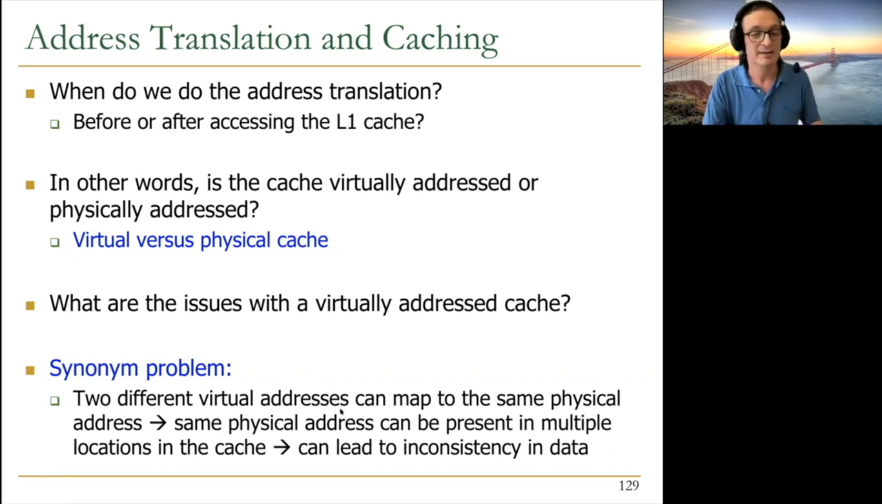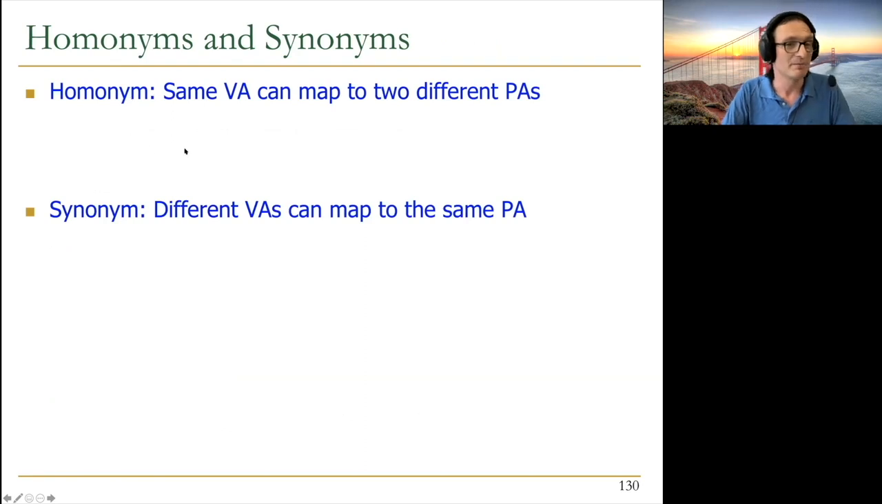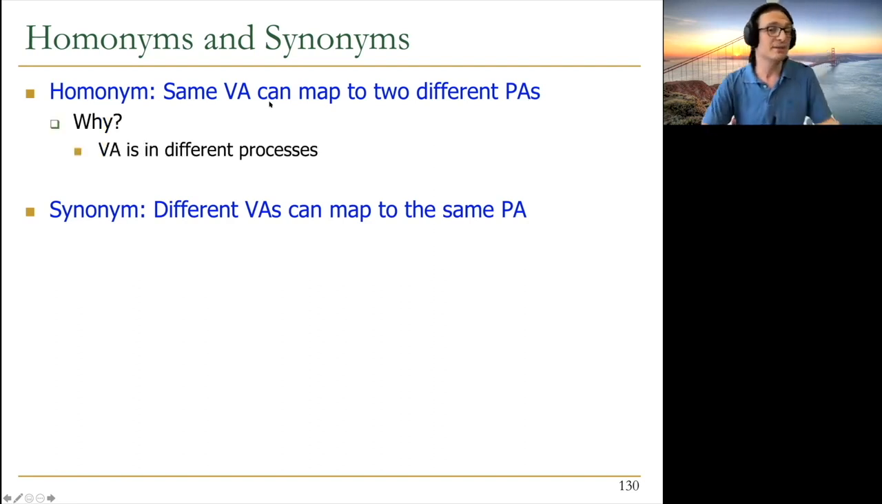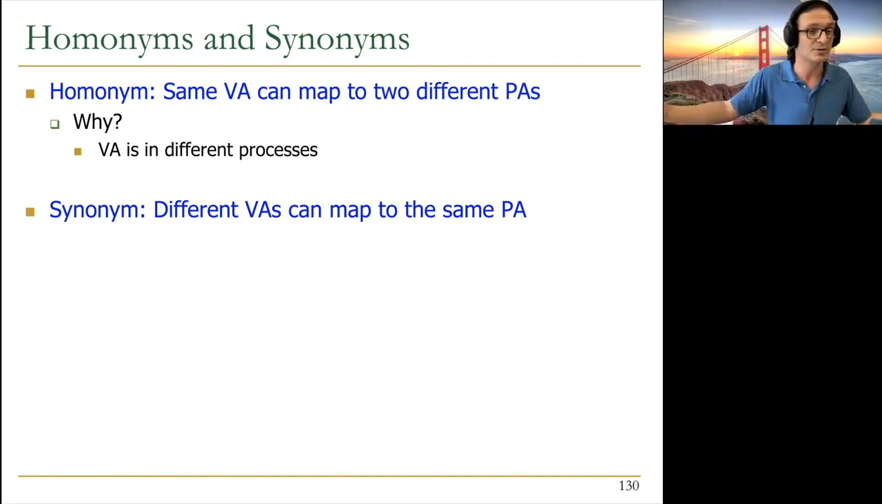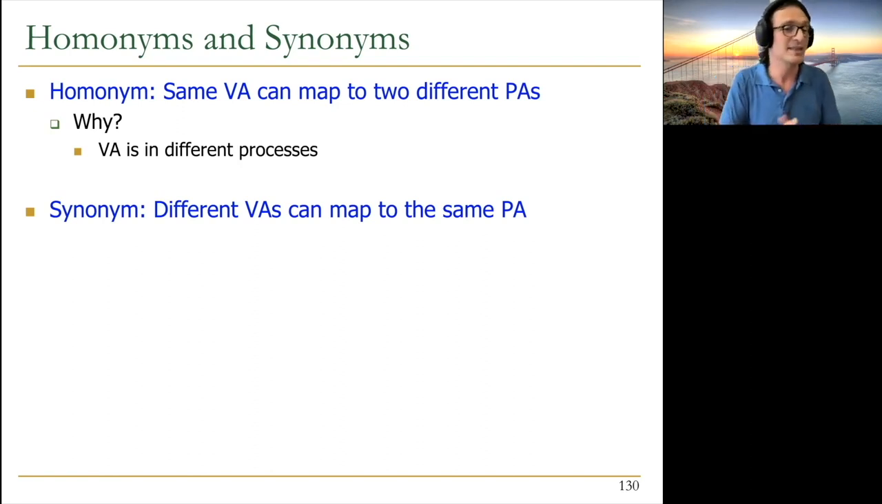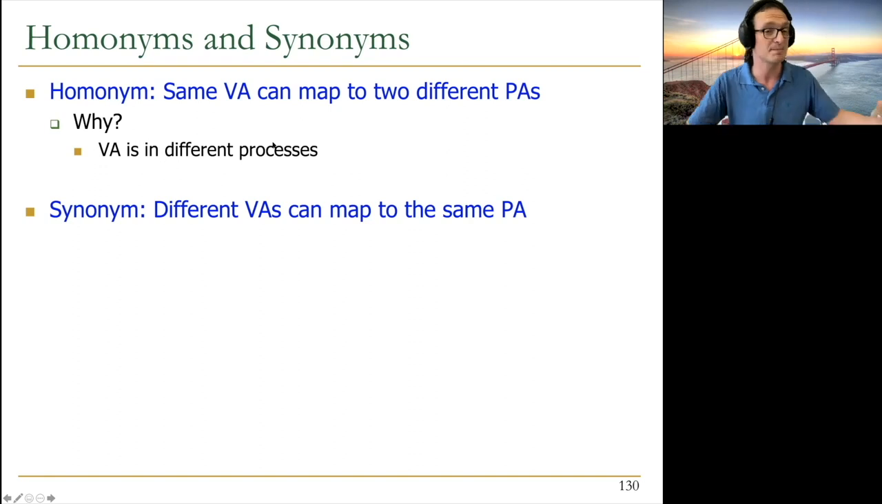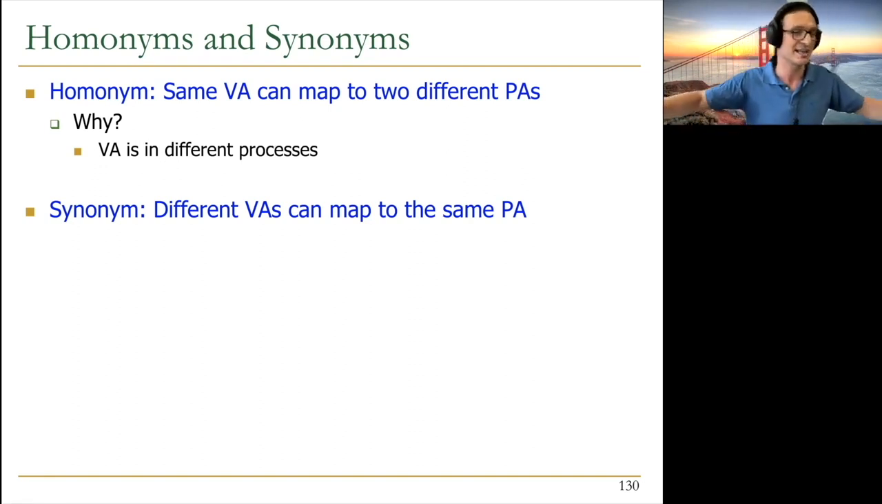There are other problems, actually. This is one problem. There's also a homonym problem, which is the fact that the same virtual address can map to two different physical addresses. Why does this happen? Because virtual addresses can be in different processes, right? Different processes have the same virtual address space to each of them, and the same virtual address can be mapped to different physical addresses. And this becomes a problem when you're managing the cache if it's completely virtual. So usually the solution to fix the homonym problem is to introduce address space IDs to distinguish between different processes and address spaces. This is easier to solve at hardware cost. The synonym problem is different virtual addresses can map to the same physical address.